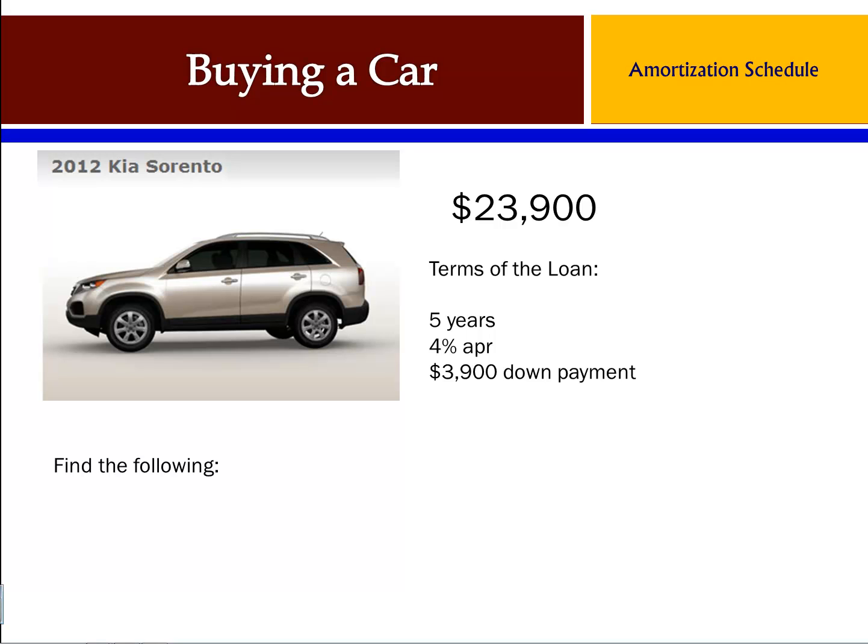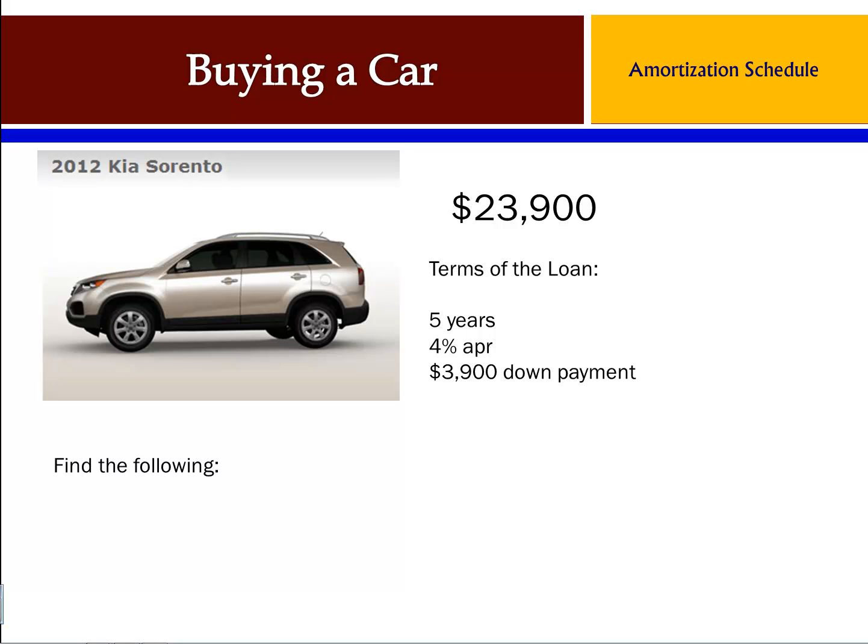So to do this, we're going to look at a 2012 Kia Sorento that's listed at $23,900, and we're going to assume that includes all the taxes and registration and everything that you have to pay. And so that's the amount that you're going to borrow minus a small down payment of $3,900. So the terms of the loan are as follows. It's a 5-year loan with a 4% annual percentage rate and a down payment of $3,900.